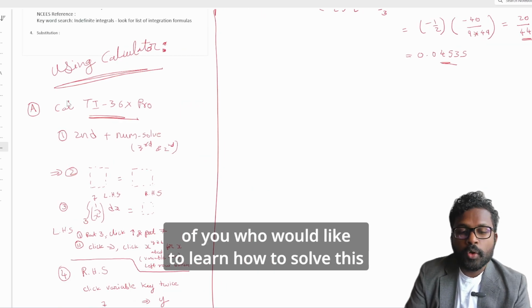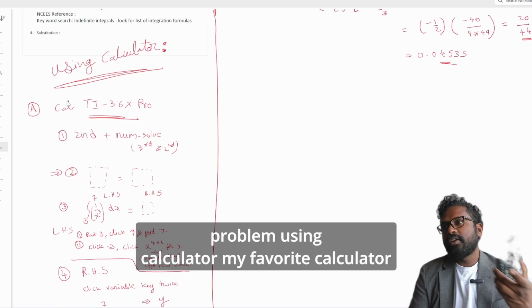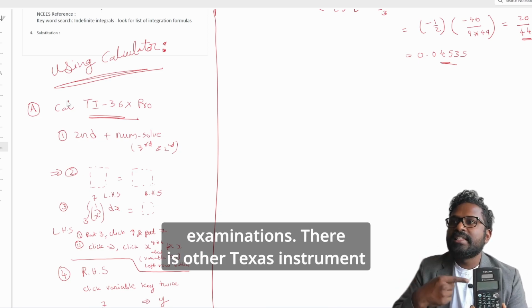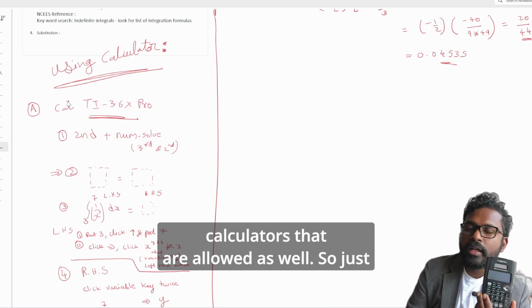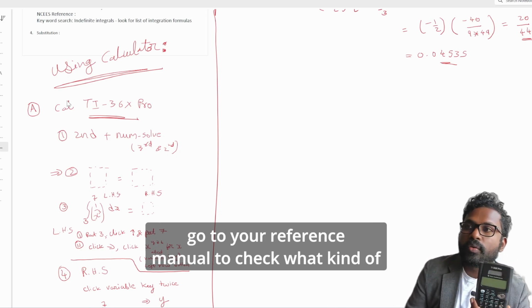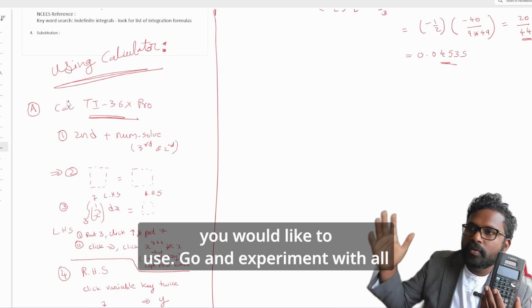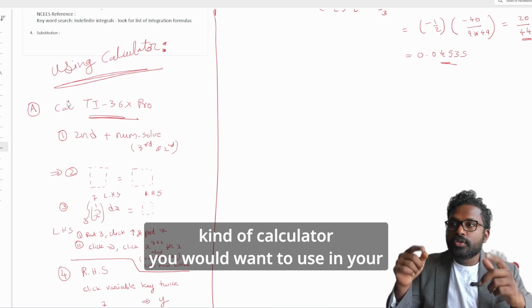For those of you who would like to learn how to solve this problem using a calculator, my favorite calculator is the TI-36X Pro. That is allowed in your FE examinations. There are other Texas Instruments calculators that are allowed as well. So just go to your reference manual to check what kind of calculators are allowed, and experiment with all these, so you know exactly what calculator you would want to use in your examination.